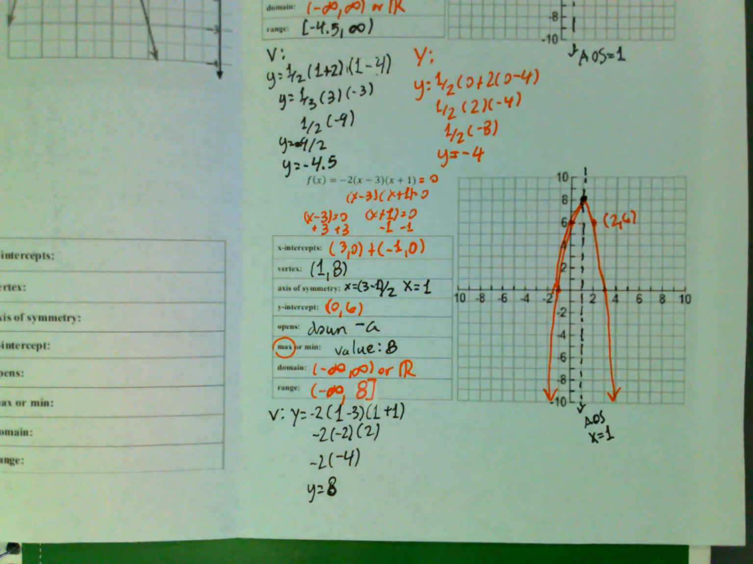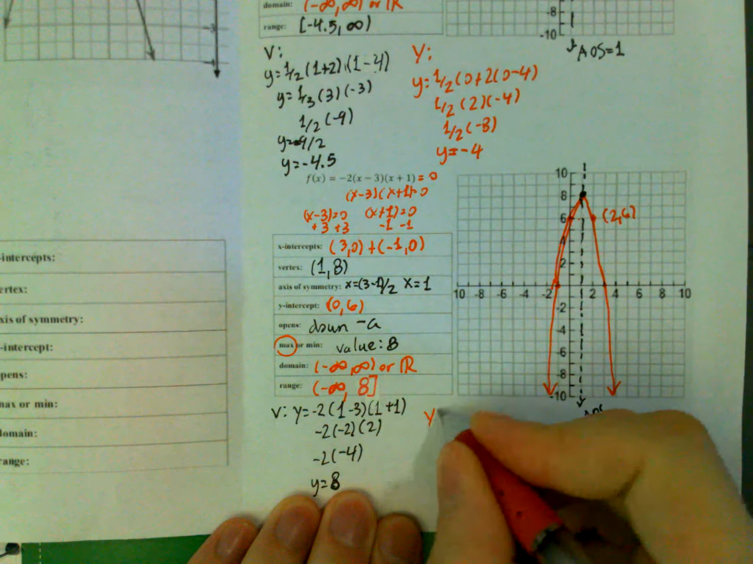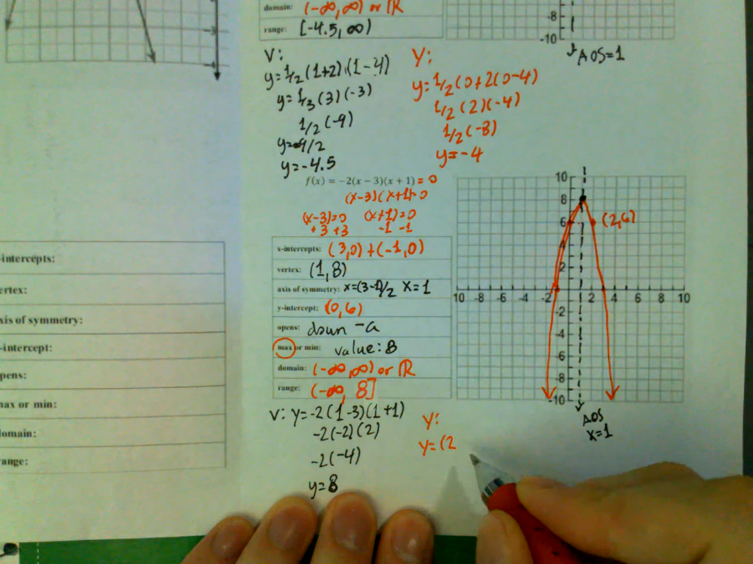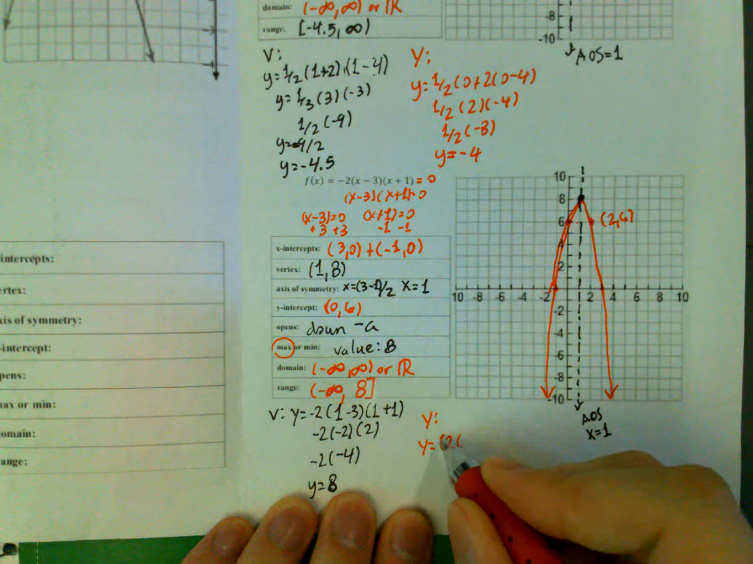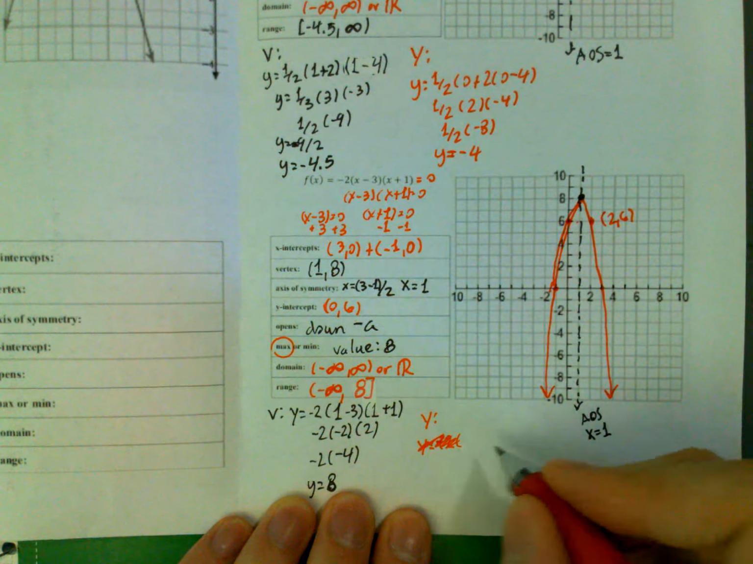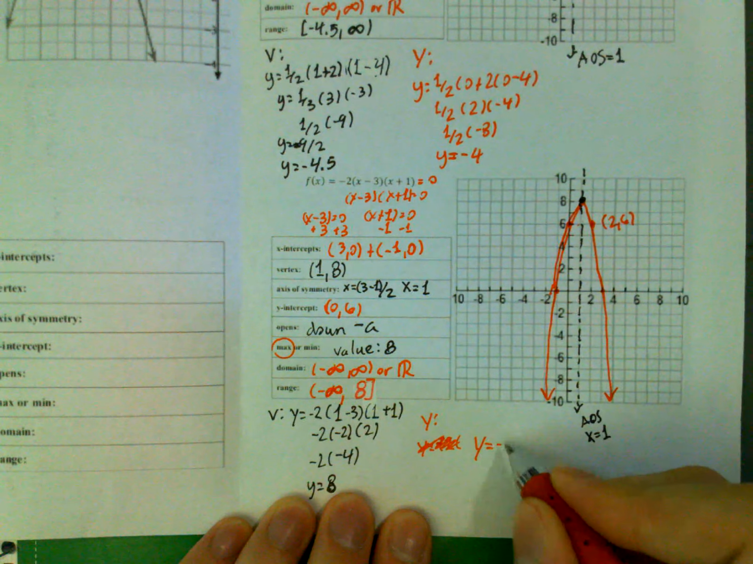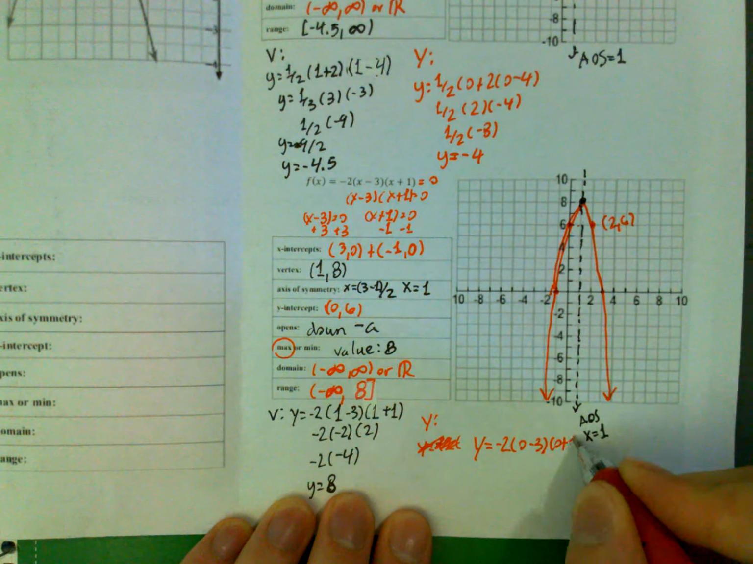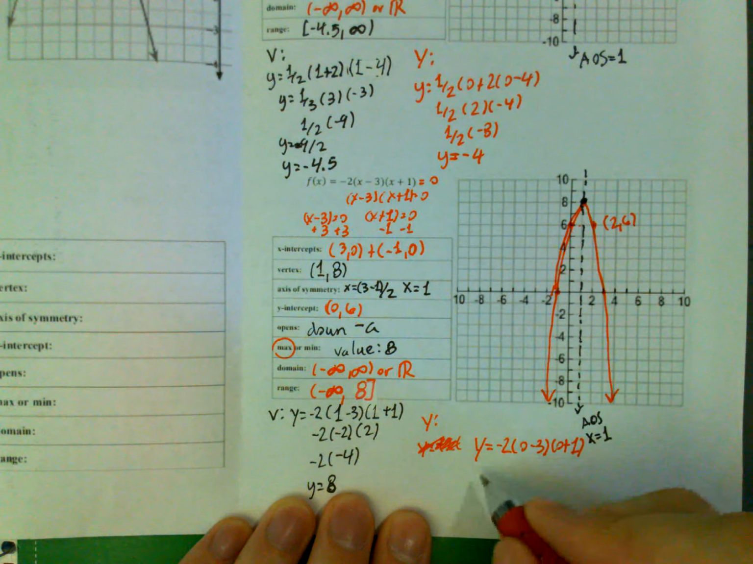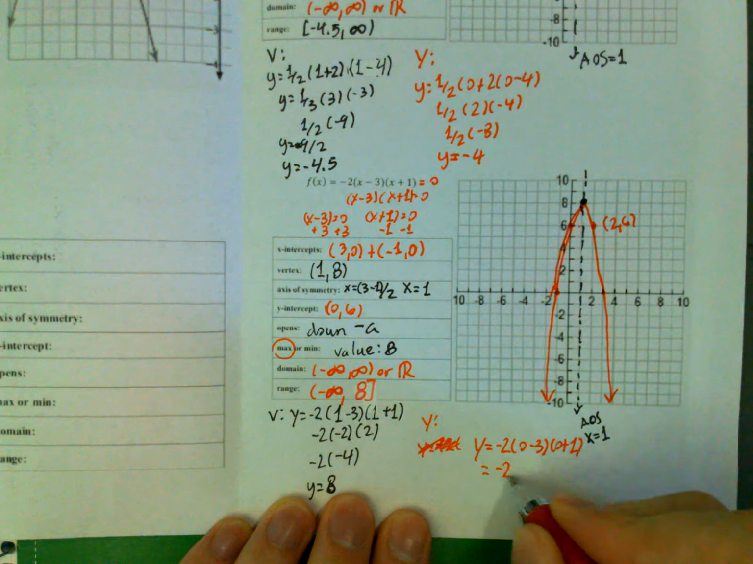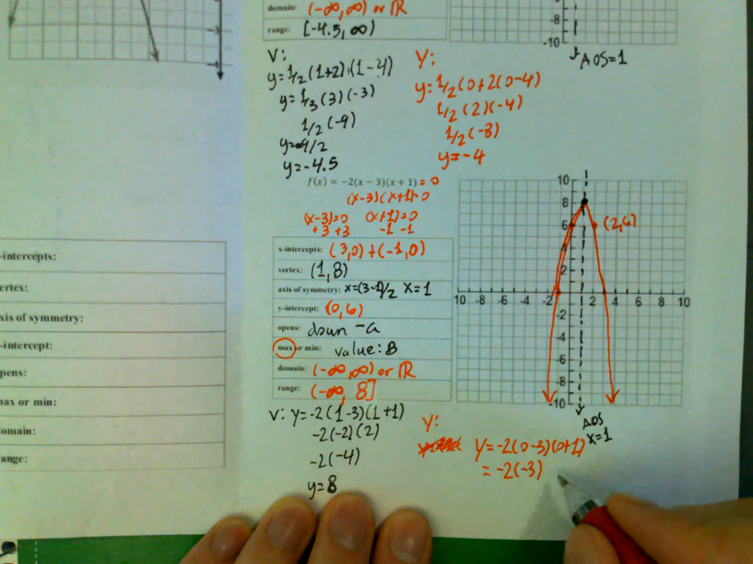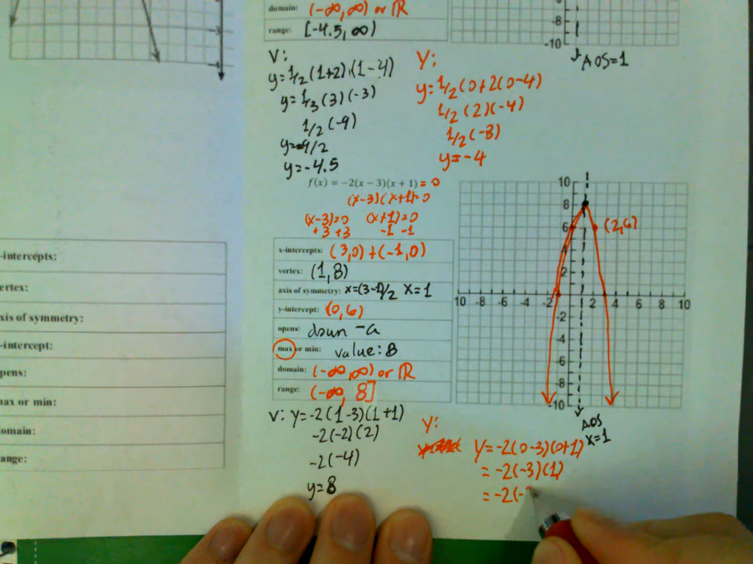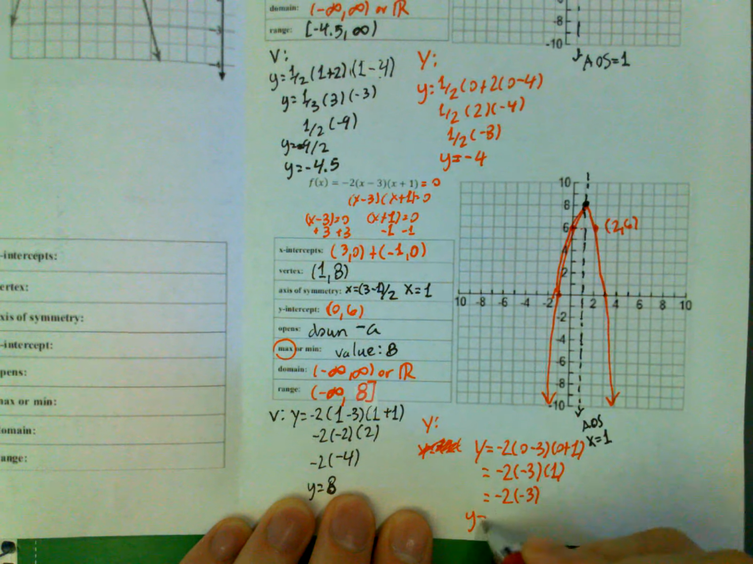And for our y-intercept, I botched that. Y equals negative 2 times 0 minus 3, times 0 plus 1. We get negative 2, negative 3, positive 1. So we get negative 2 times negative 3. Therefore, y equals 6.